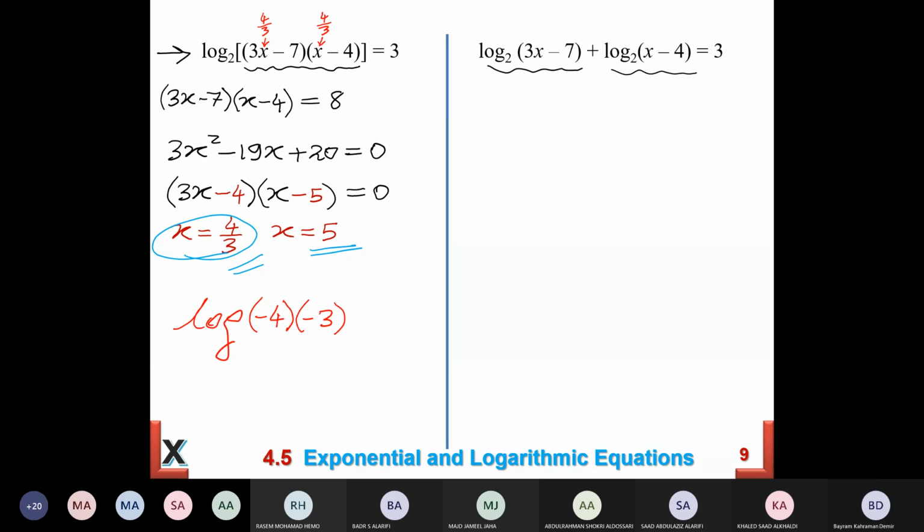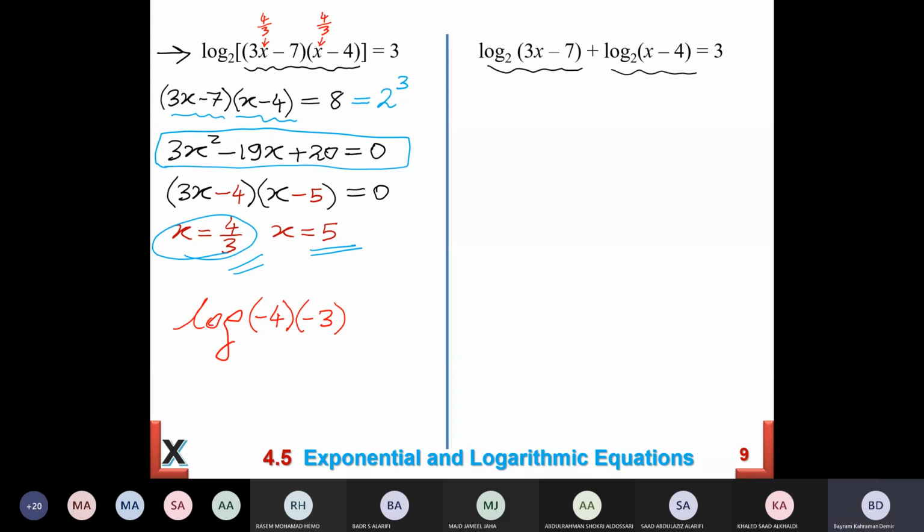Doctor, in the first step, when you rewrite it from logarithm to equation, where did we get the 8? 8 is 2 to the 3, Shabab. So we just rewrite it, and then we multiply the brackets and organize it. I just left these basic steps for you. So it gives you the quadratic equation, basically.